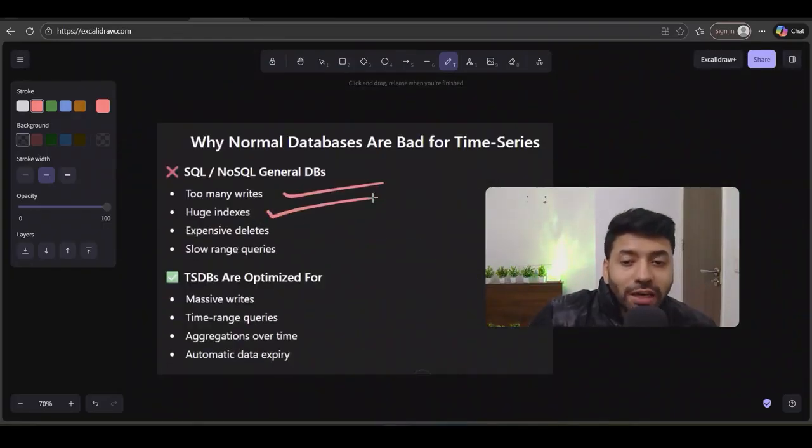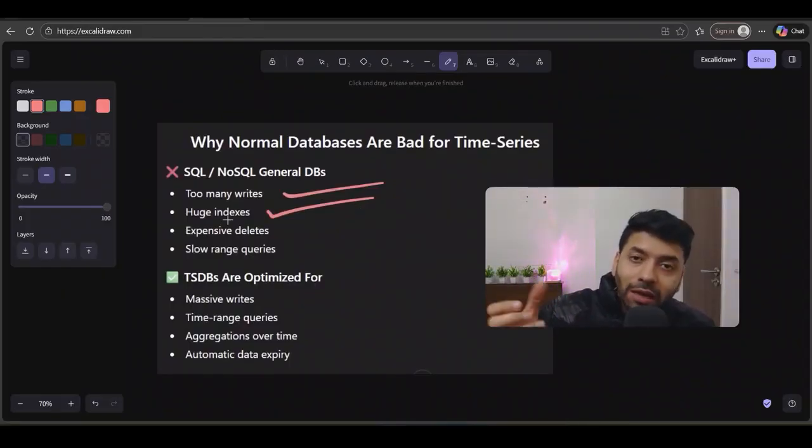There will be huge indexes because you have the indexes for the read queries, right? But when you write, indexes make read queries fast, but they make write operations slow, because when you write, you have to write in the database, and also you have to update the indexes. So the data of indexes will keep on increasing as well. And next thing is you will have expensive deletes, because your data keeps on increasing. Of course you need to delete it as well, so that would result in an additional operation.